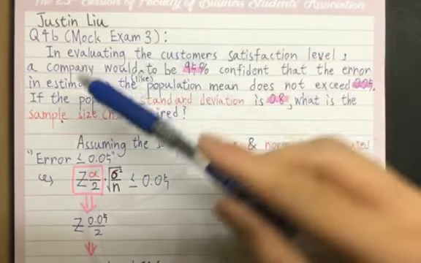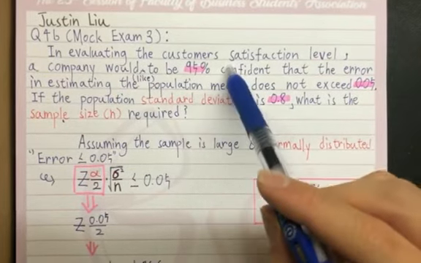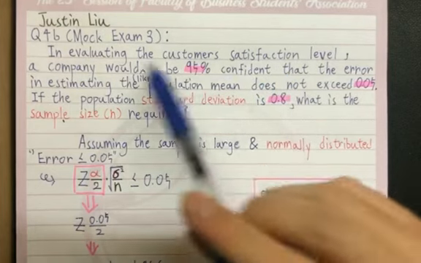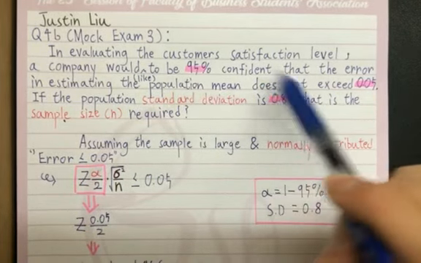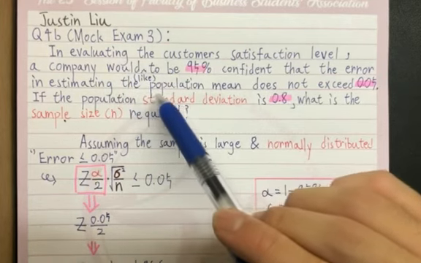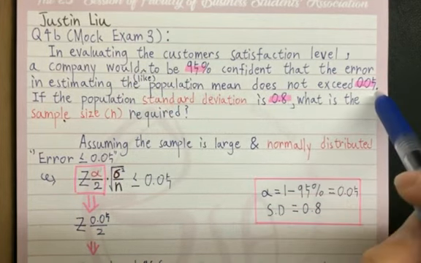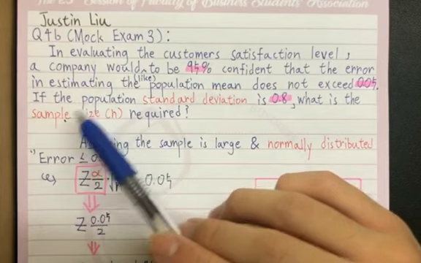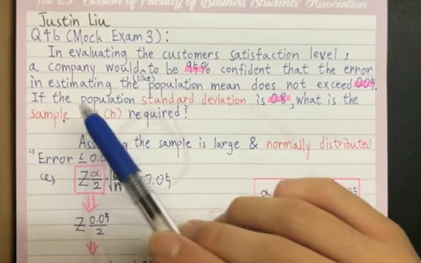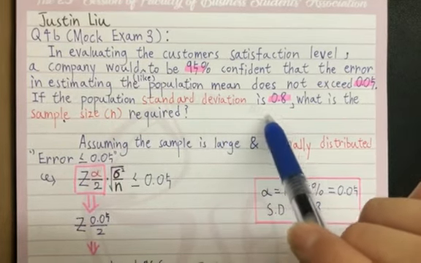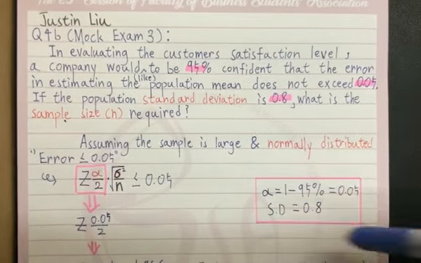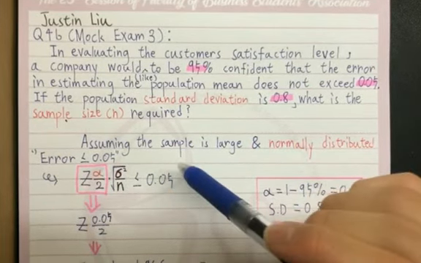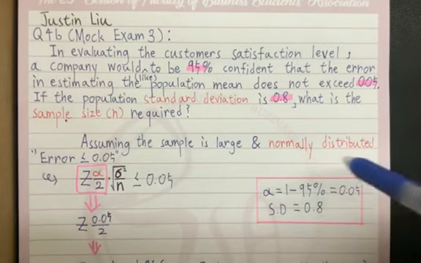In the following, I'm going to talk about the question for Part B of mock exam 3. And the question is that in evaluating the customer's satisfaction level, a company would like to be 95% confident that the error in estimating the population mean does not exceed 0.05. And the main part of the question is that if the population standard deviation is 0.8, what is the sample size n required? And first of all, we need to assume that the sample is large and normally distributed.